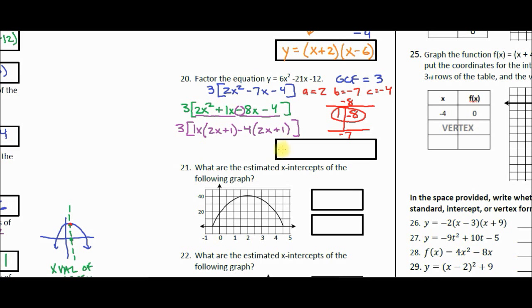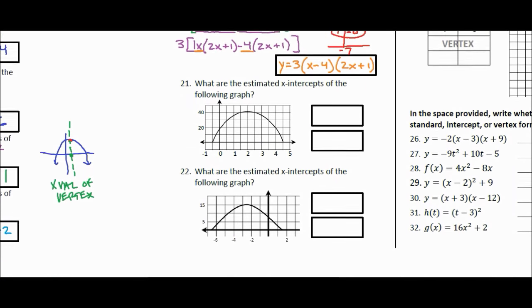In fact, I can write my answer here in the next step. Y is going to be equal to 3. That was our GCF. Take a look at the two numbers that we were able to factor out. 1x and negative 4. I can just write x instead of 1x. So x minus 4 and 2x plus 1. And don't forget the y equals and then the GCF in the front. Alright, we're almost done. We've got about 3 minutes to go. Let's finish the last two.